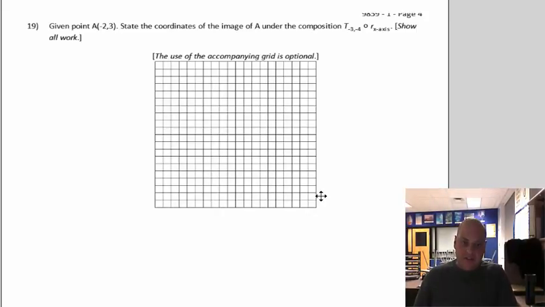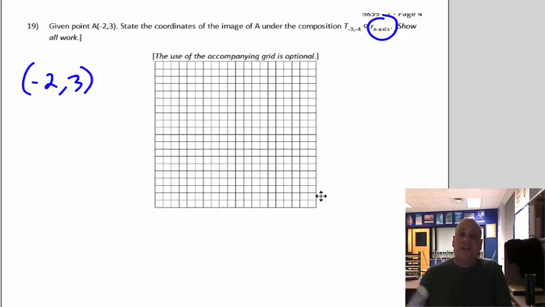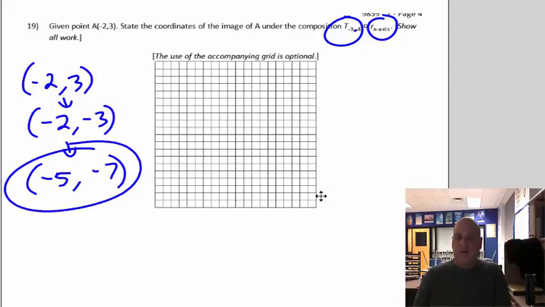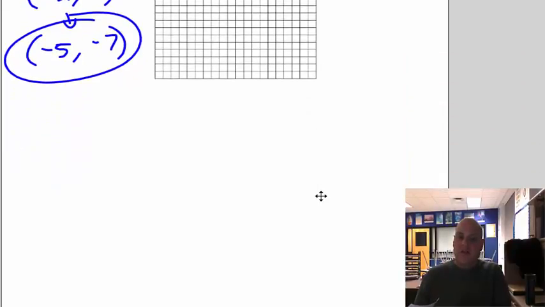You do the reflection over the x-axis first, right? So negative 2, 3. If you do the reflection over the x-axis first, you change the sign of y. We already did this. So it's going to be negative 2, negative 3. And then you do the translation negative 3, negative 4. So you subtract 3 and subtract 4. You get negative 5, and then subtract 4, negative 7. So negative 5, negative 7. You don't even need the graph for this one. I just put it on there.